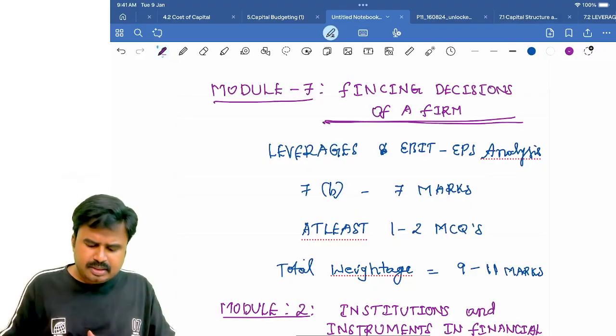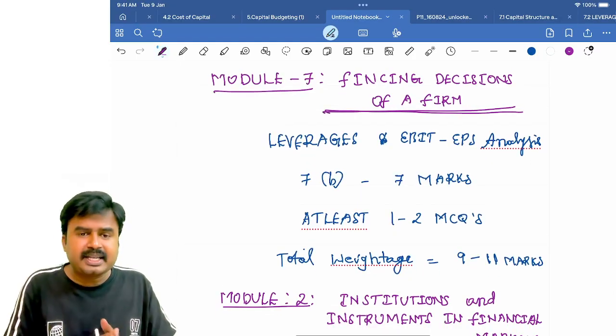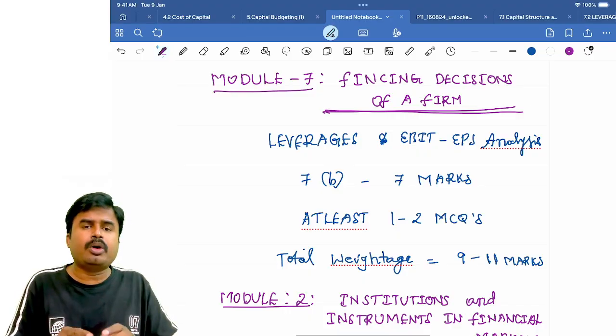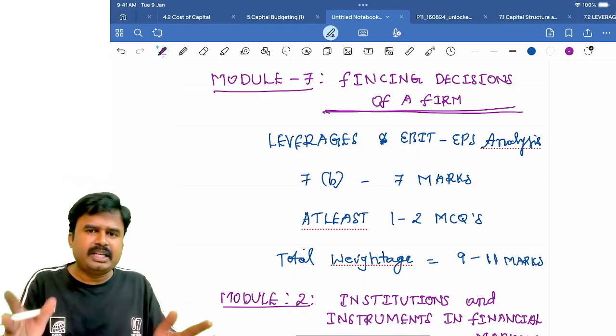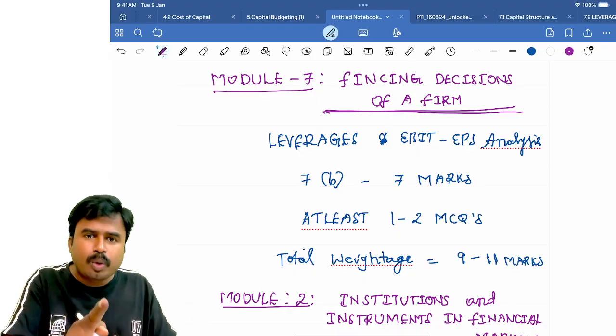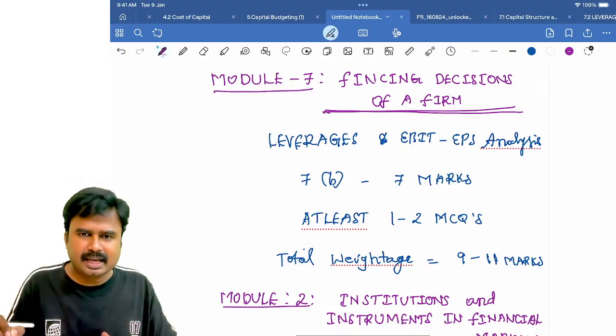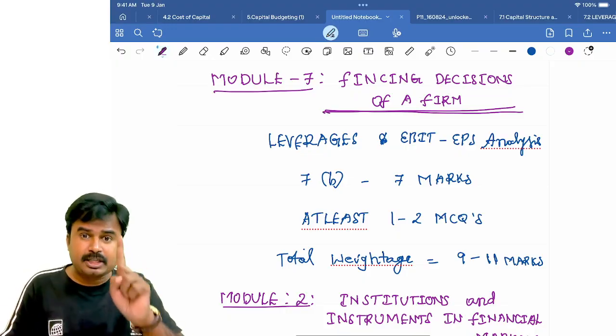My dear students, this module 7 is financing decisions of a firm. I'm not going to talk about the whole chapter. Actually, financing decisions of a firm is loaded with so many chapters, but please focus more on leverages and EBIT-EPS analysis, because definitely a fixed question.